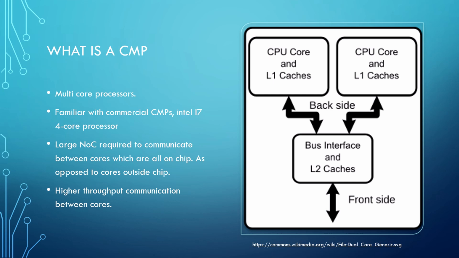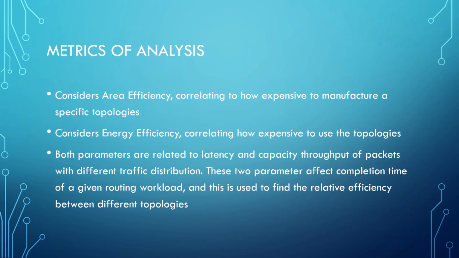So this paper is an investigation into different network-on-chip topologies to try and figure out which is the best. To decide which is the best, you need some sort of metric. The metrics of analysis consider two areas: area efficiency and energy efficiency. In silicon, area efficiency is important because how large your chip is affects how expensive it is to manufacture. Energy efficiency is also important, because it's how expensive it is to use the topology, and also the amount of heat generated, which affects the scale at which you can actually use the topology.